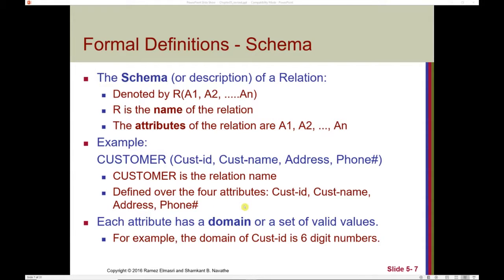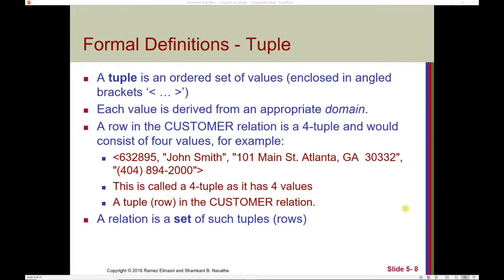And as you saw with data type in MySQL, each attribute has a domain or a set of valid values. For example, the domain of customer ID is 6-digit numbers. A tuple is an ordered set of values, yes, ordered set, enclosed in angled brackets. Each value is derived from an appropriate domain. A row in the customer relation is a 4-tuple and would consist of 4 values. For example, we have the customer ID followed by the name, the address, and the phone number. This is called a 4-tuple as it has 4 values. It is a tuple or a row or record in the customer relation. A relation is a set of such tuples. So in other words, you think of a database table with all the different records. The relation is the abstract formal way of looking at this.